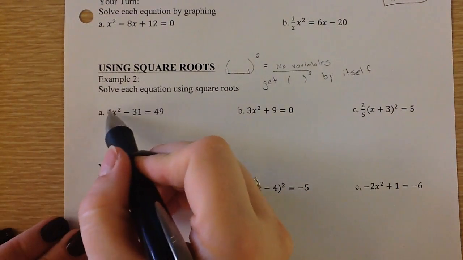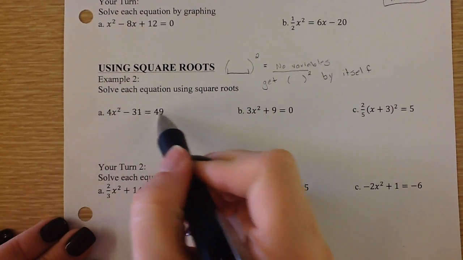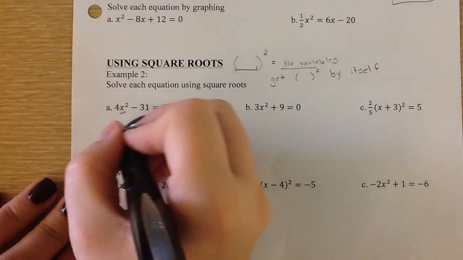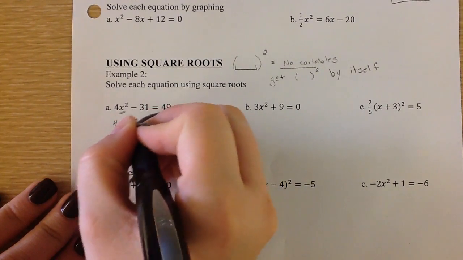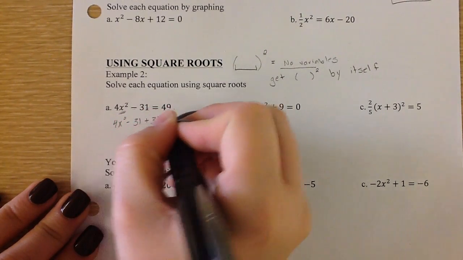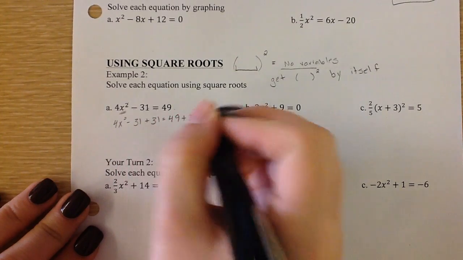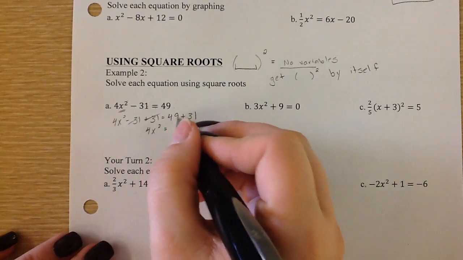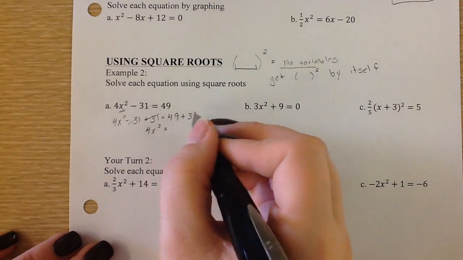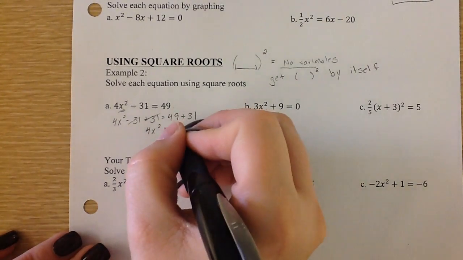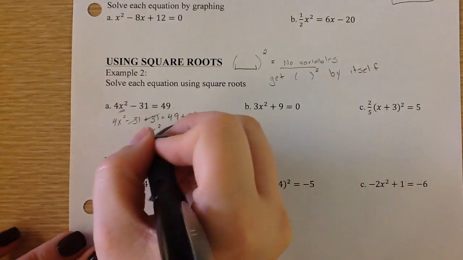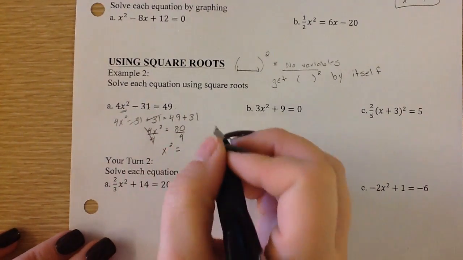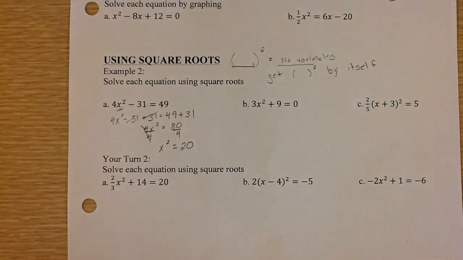So in this first problem, we have 4x squared minus 31 equals 49. I need to get the x squared by itself. So we're going to add the 31 to both sides. So you have 4x squared equals 49 plus 31, which gives me 80. And then now divide both sides by 4. So x squared equals 80 divided by 4, which is 20.